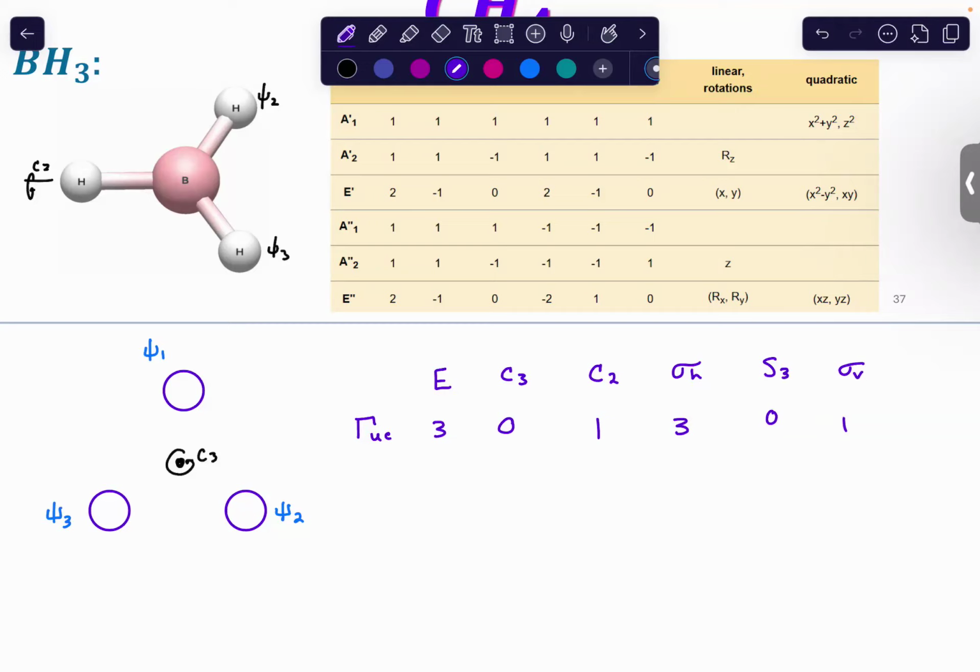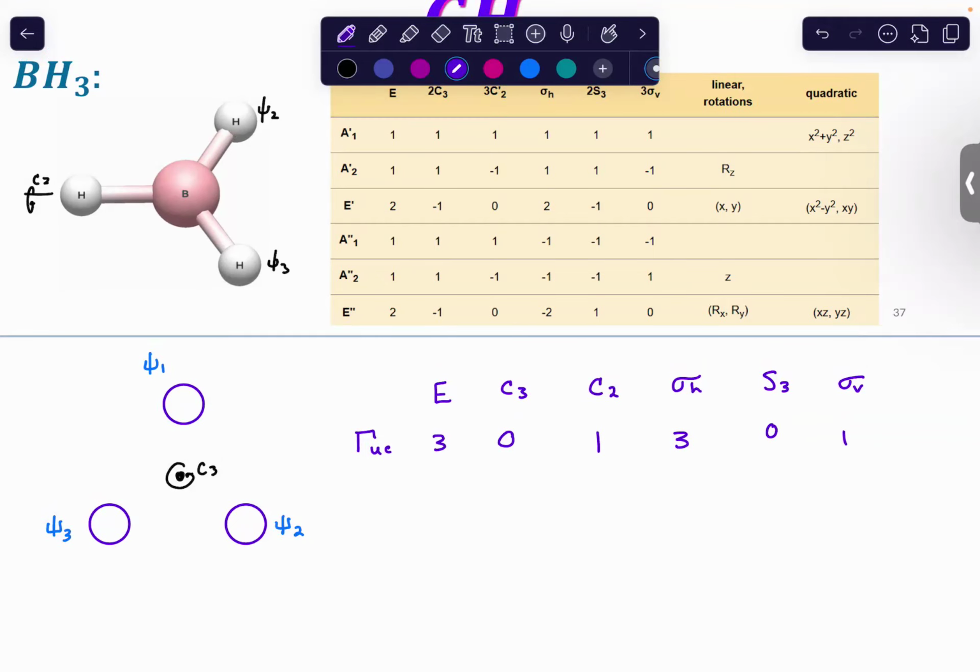Now, you're going to notice which two rows from the character table, when you add these together, will give this representation for unchanged wave functions. We can't use E double prime because one of our boron orbitals is an E prime. So we're limited to E prime and A1 prime. When we add together the A1 prime and the E prime, we get this representation. So our ligand group orbitals have to follow the A1 prime or the E prime.